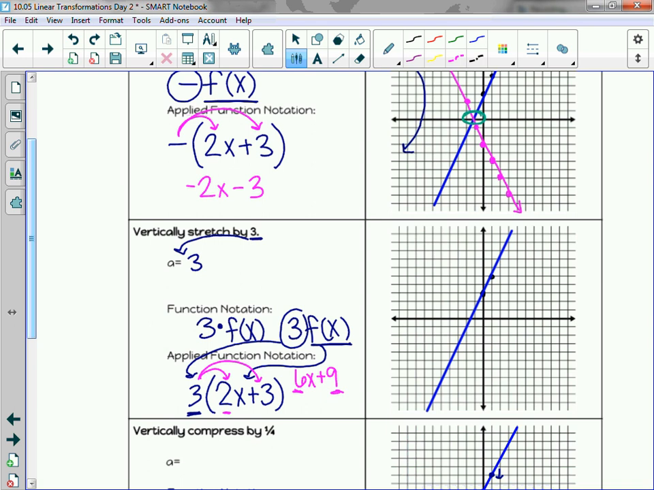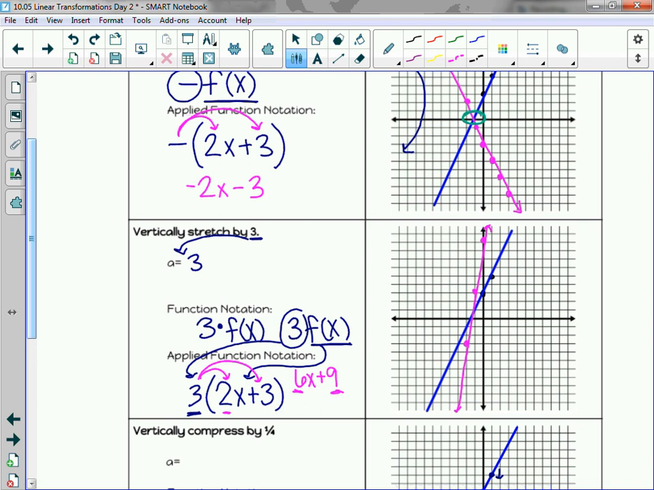So 1, 2, 3, 4, 5, 6, 7, 8, 9. And our slope is 6. I can't go up 6, so we'll go down. 1, 2, 3, 4, 5, 6, 7, 8, 9. So you see how it almost looks like you took it and you pulled it from the top and the bottom into that stretched form.